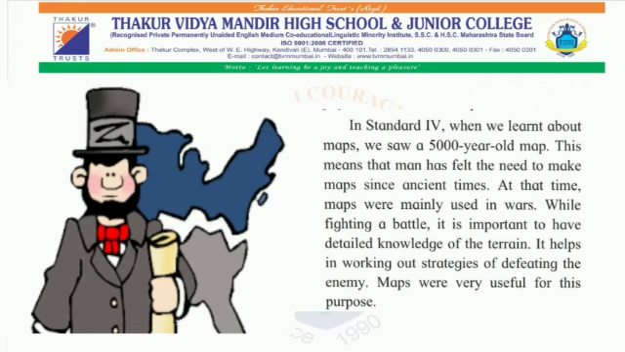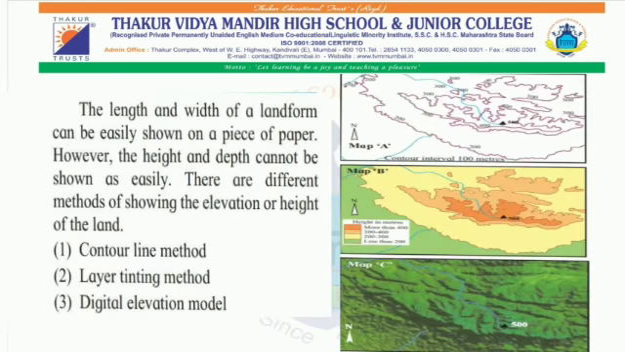Taking into account the difference in their height, shapes, etc., various landforms can be shown on a map. Therefore, there are many methods of showing these landforms on a map. So, let us look at these methods. The length and the width of a landform can be easily shown on a piece of paper. However, students, the height and the depth cannot be shown as easily. There are different methods of showing the elevation or height of the land. The first one is the contour line method, the second is the layer tinting method, and the third one is the digital elevation model.